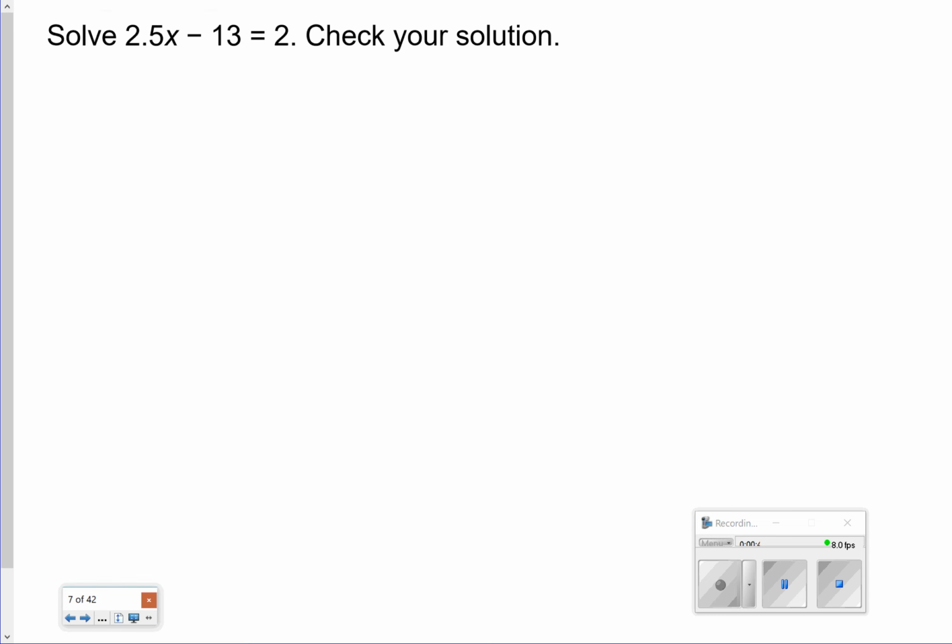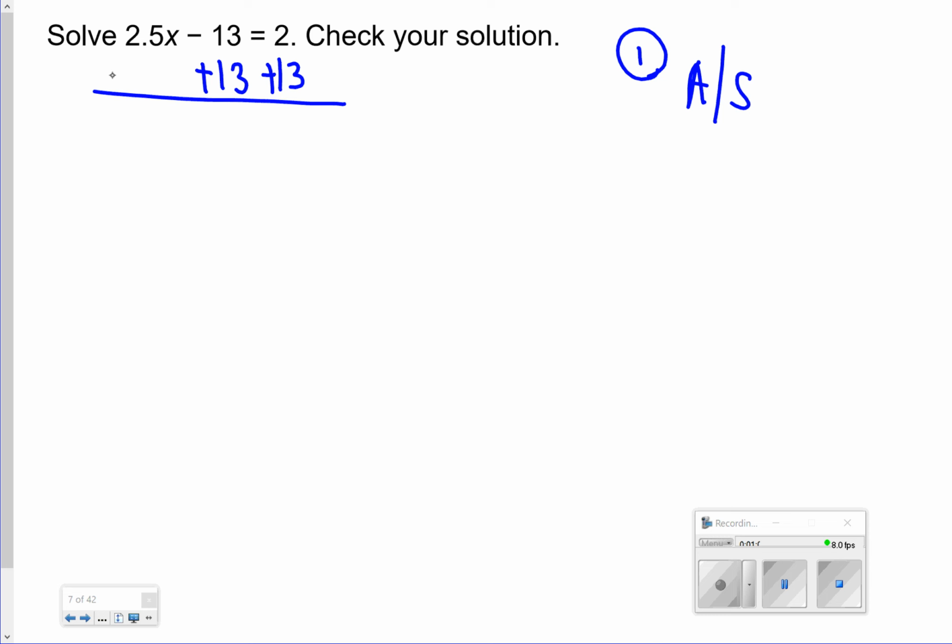So here's the first example. Anytime you have multi-step equations, which are two-step equations, which just means you see addition or subtraction and multiplication or division, you're always going to start with addition or subtraction, okay? So always start with addition or subtraction. So I'm going to add 13 to both sides. And again, here's my equation sign. So these 13s cancel out. I have 2.5x, and then over here I'll have 15.